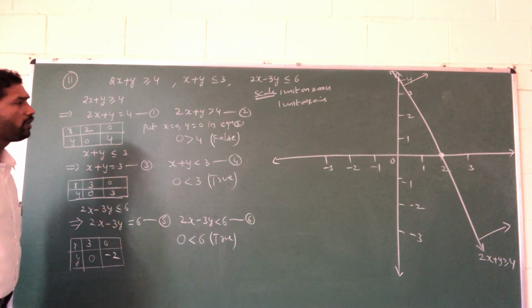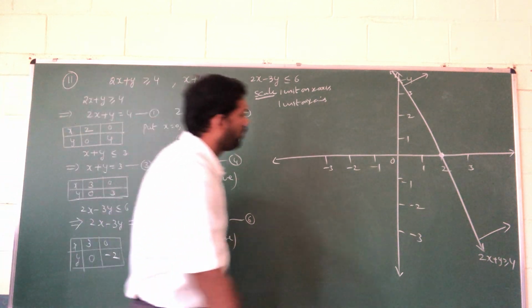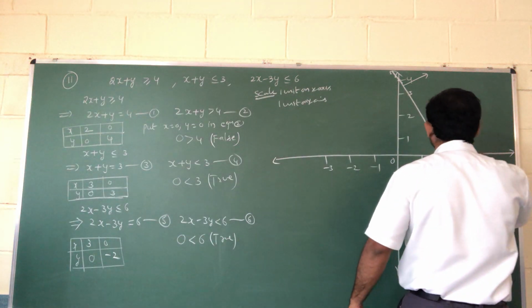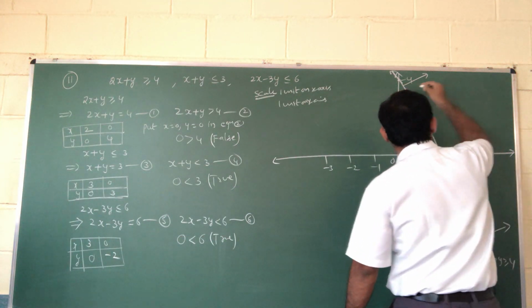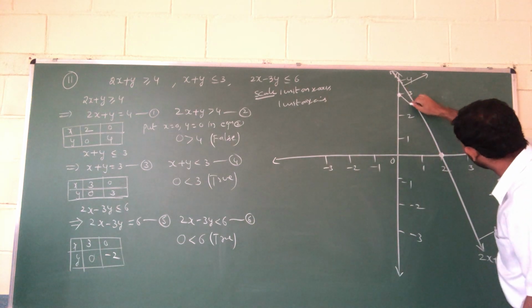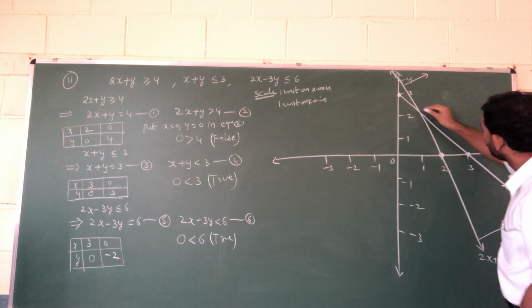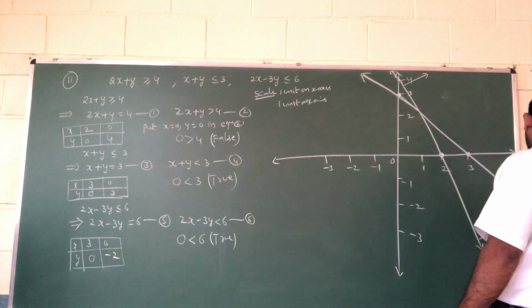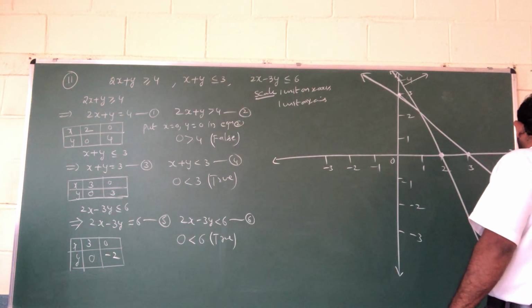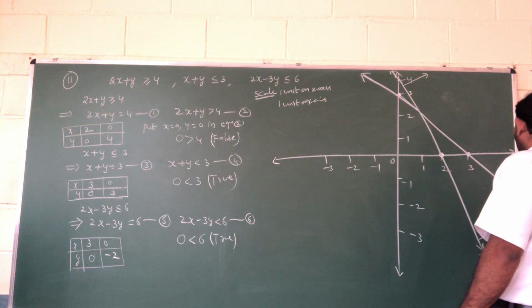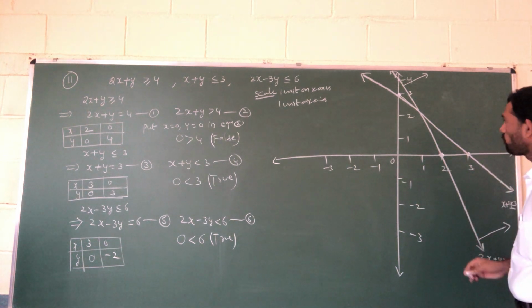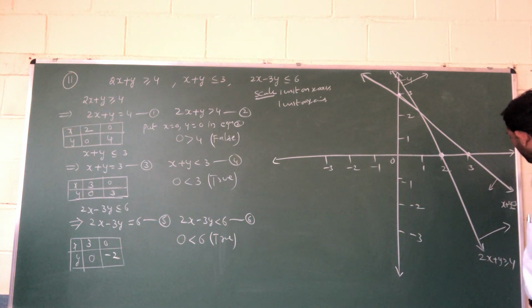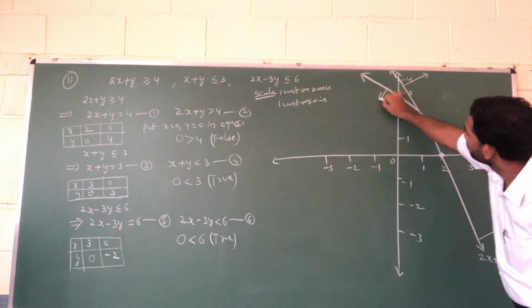So x plus y equal to 0. X equal to 3, y is equal to 3. So join these two with the dark line. X plus y less than or equal to 3. So this solution is true, means this side is there.